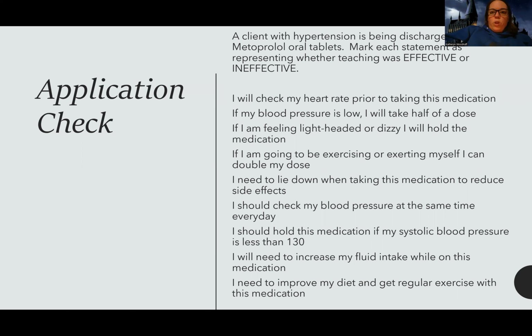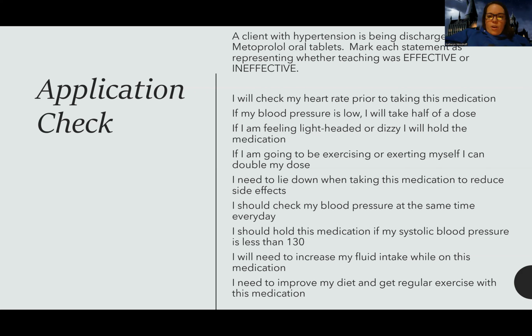So they're on metoprolol. I could either ask a teaching question about hypertension in general or metoprolol. Let's look. I will check my heart rate prior to taking this medicine. I think that is true. It's a beta blocker. This is how we remember beta blockers: lots of laughs, lots of lows. So we want to check your heart rate because it can lower your heart rate, and we're going to hold it if it's less than 60.